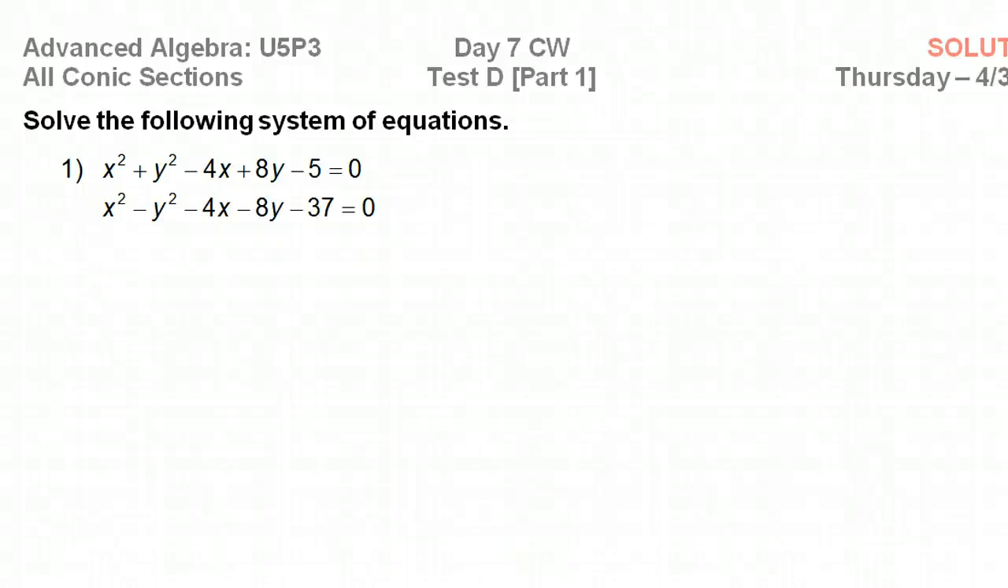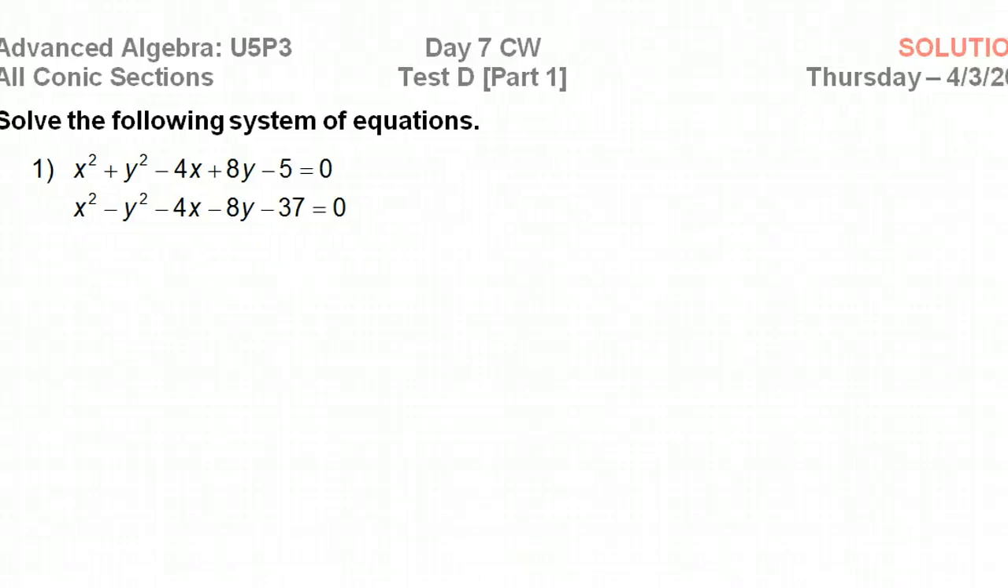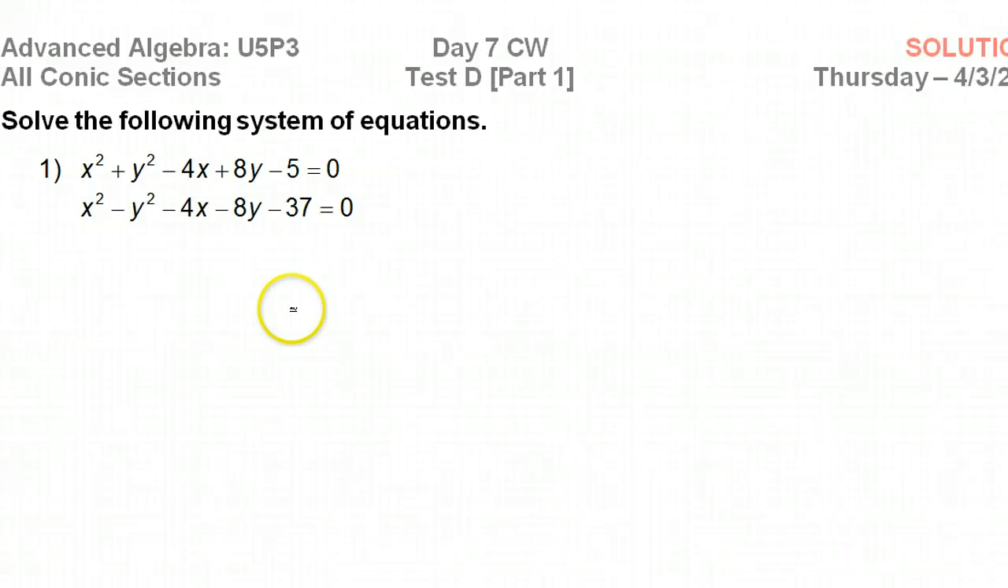Alright guys, this is part one of the review of conic sections. Once you put together part one and part two, this review is going to cover all four conic sections: your circle, your parabola, your ellipse, and your hyperbola, all of which will be on the next test.